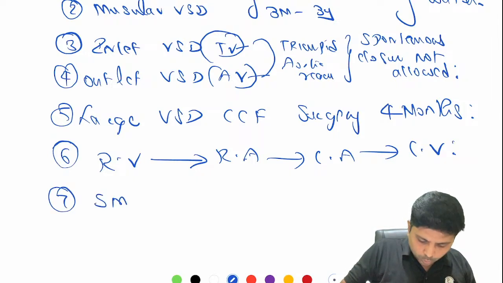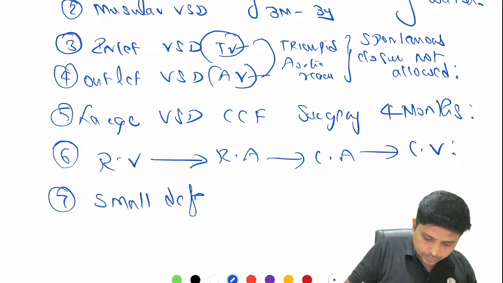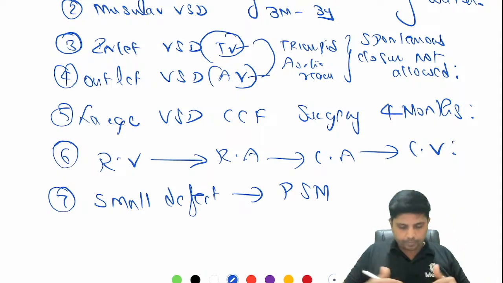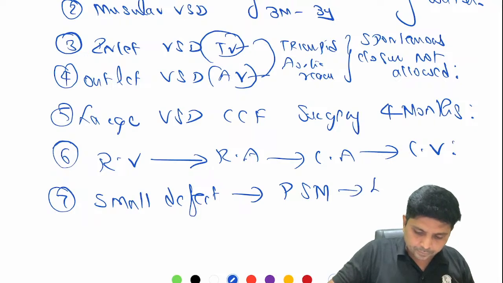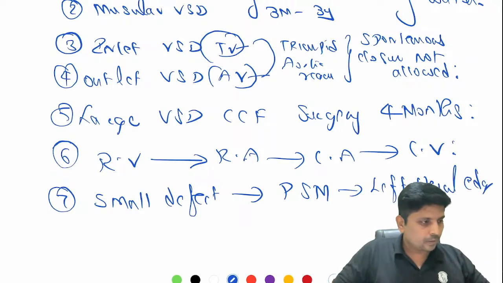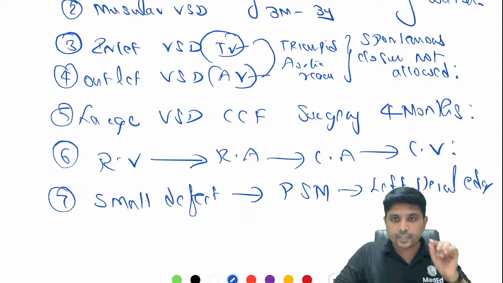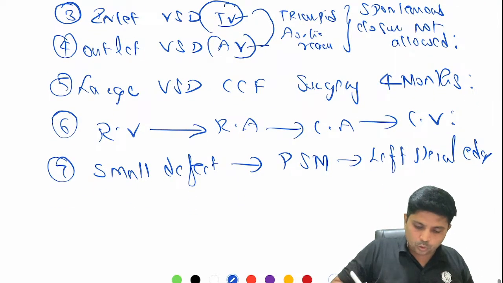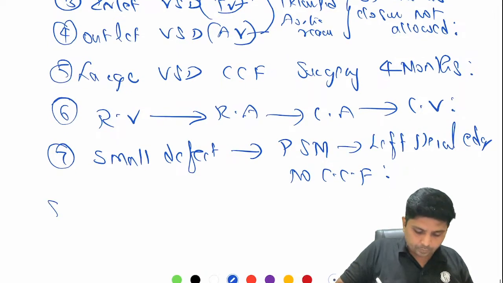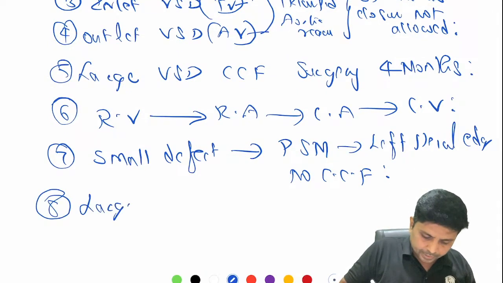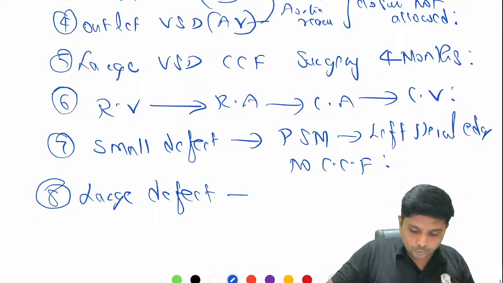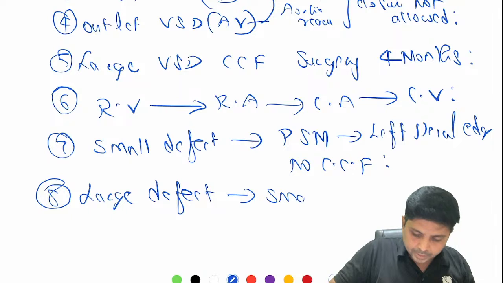So, what is the murmur? Small hole, small defect, means you will get pansystolic murmur across the left sternal edge. So, no CCF. Only a loud murmur you will hear. When you have a large defect, you have a small intensity murmur.